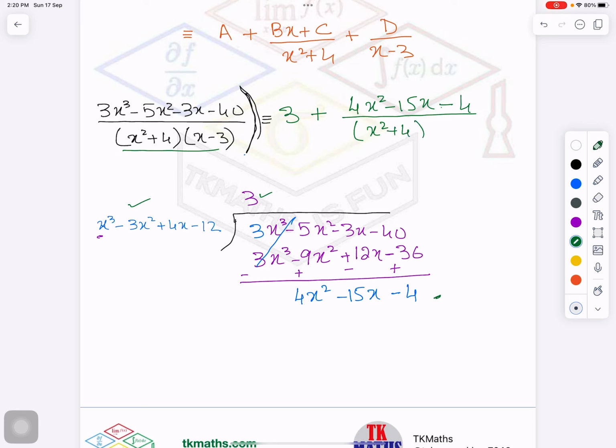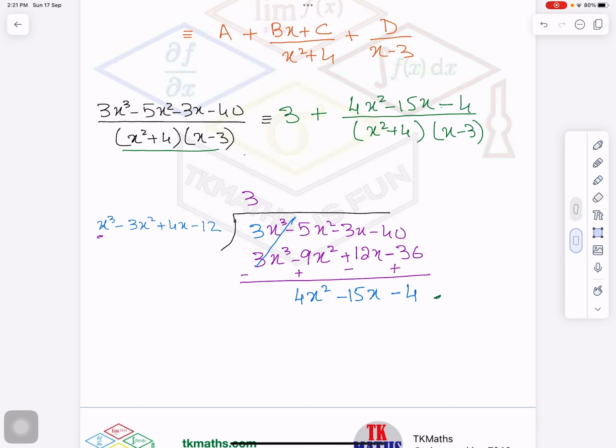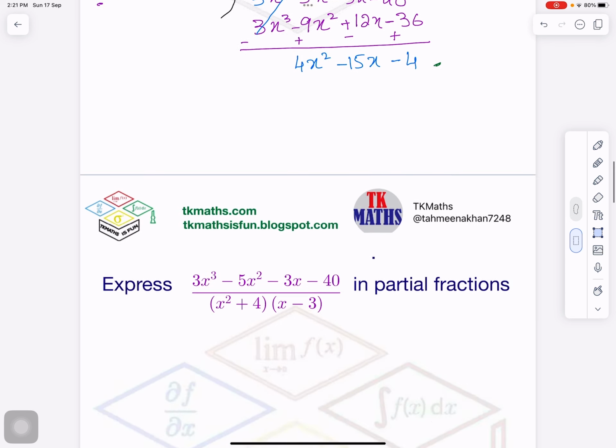Making sense? So now this question is simple. You know why? Because I just have to convert this into partial fractions, and 3 I already have. So now this is a proper algebraic fraction. The degree of the polynomial is 2, and if you multiply x square by x, the degree of the denominator is 3. So it is a proper algebraic fraction. No more improper. Okay, so now let's see. I will only solve this part, and later on I will add 3 to it.